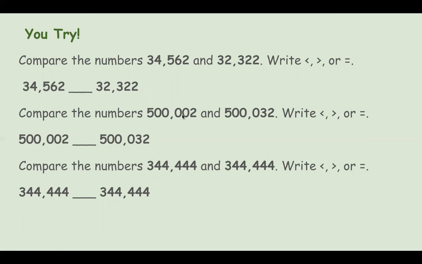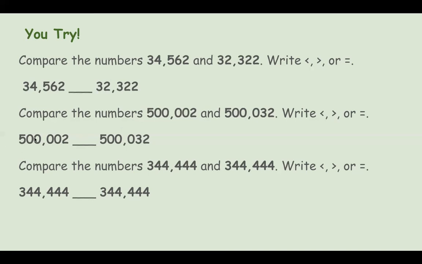Let's try these. We have 500,002 and 500,032. So can you spot the difference in these 2 numbers? If we start at the left, look at this has the same value for the first 4 numbers. The 100,000s, 10,000s, thousands, and hundreds all have the same value. But look at the tens. Do you notice the difference? This one has a 0 in the tens. This one has a 3 in the tens. So that means that this whole number is bigger because it has 3 and this one has a 0.